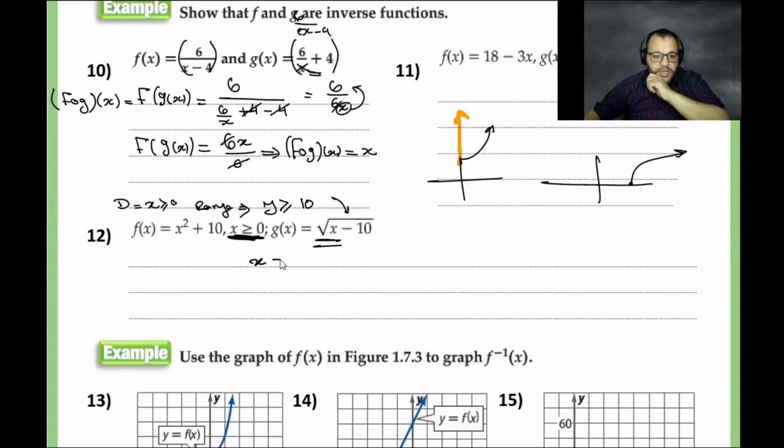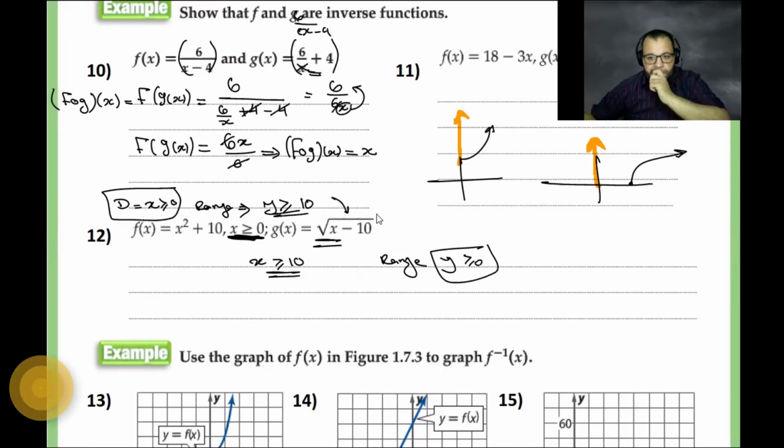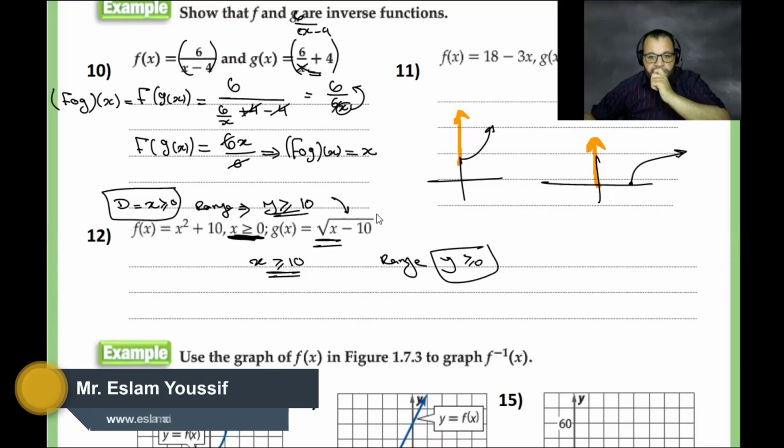The domain is x is greater than or equal to 10. And the range, what is the range? We're just looking at the graph. We look at y, the graph starting from this point and going up. So the range now will be y is greater than or equal to 0. Look at the range for the first one and the domain of the second. Are they the same or not the same? Before solving, is that inverse or not?